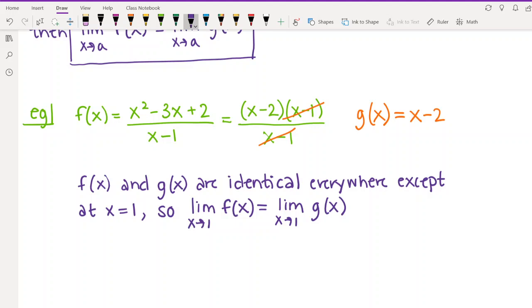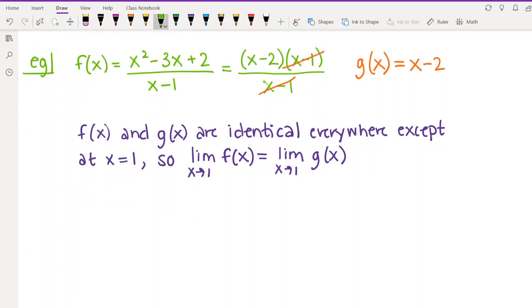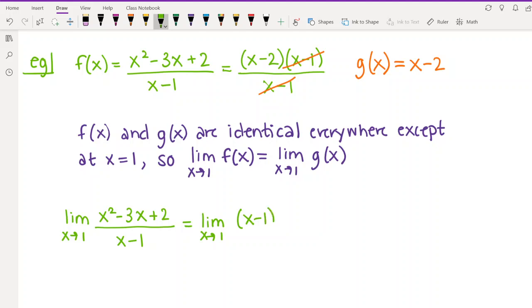So why is that useful? Well, because g of x is defined at x is equal to 1. And so when you have a function that is defined at a number, you can just plug that number in. So we're going to start with f of x. So if we're taking the limit as x approaches 1 of x squared minus 3x plus 2 over x minus 1, if we go in and do that simplification, so we factor the top and we get x minus 1 times x minus 2, divided by x minus 1.